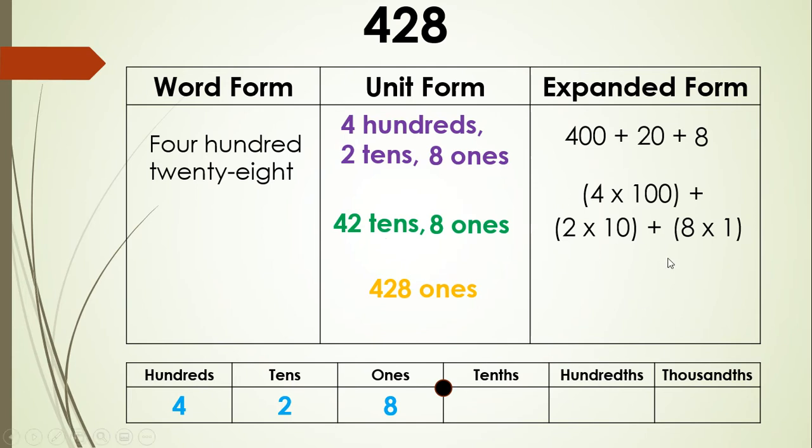Notice that there's an addition sign in between each of the place values, or each of the multiplication sentences. That's because the 4 times 100 is saying that the value of the 4 is 100. 4 times 100 means the value of the 4 is 400, just like we see 400 up here. 2 times 10 means the value of the 2 is 20, which is like we see here, and 8 times 1 means the value of the 8 is 8, just like the 8 here.